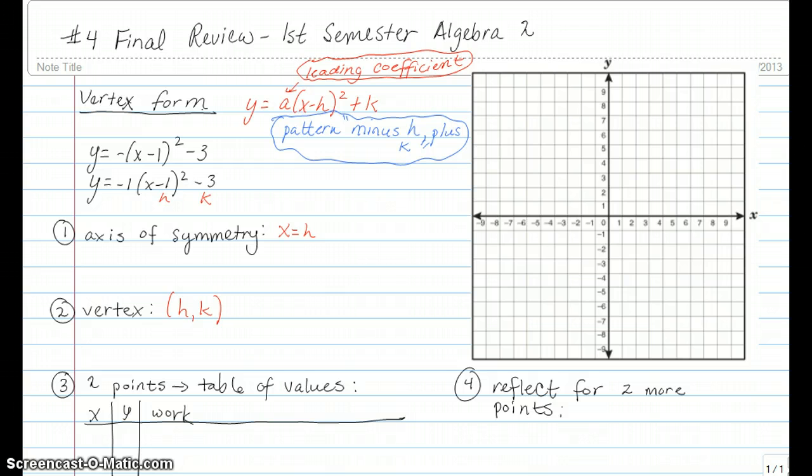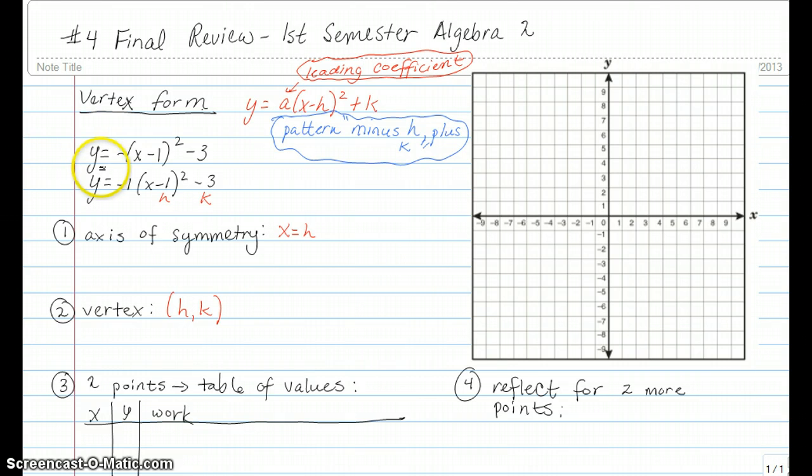The form for vertex form is y equals a times, a being the leading coefficient, in parentheses, x minus h squared plus k. And I want you to keep in mind that the pattern is going to be minus h plus k, because if it follows that pattern, then you just write the integer value down. But if it doesn't follow that pattern, then you have to use the opposite of that number. And we'll get into that as we go into this problem right now.